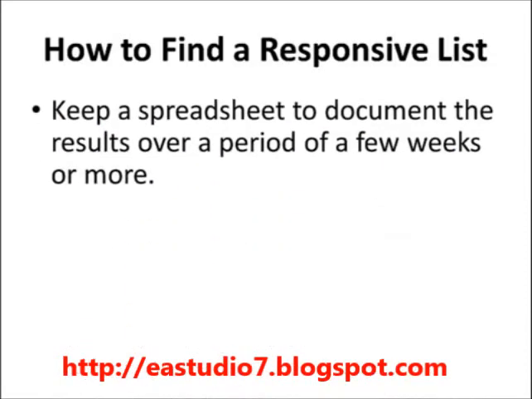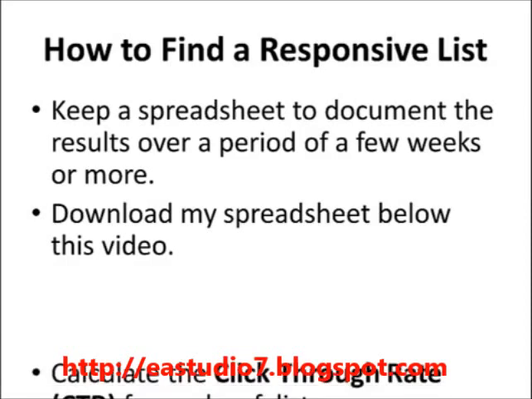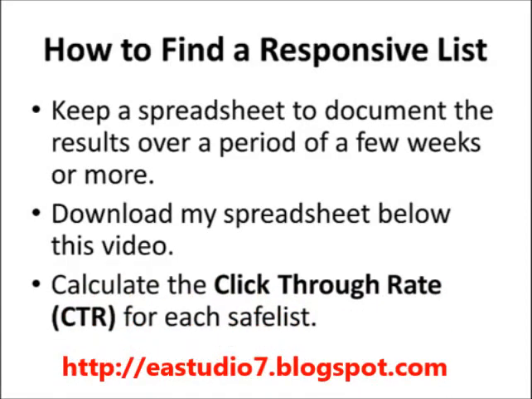And keep a spreadsheet to document the results over a period of a few weeks or more. So what you can do, you can download my spreadsheet below this video. This spreadsheet I've created will have everything in it for you to track your results. Okay, so now you need to calculate the click-through rate, CTR, for each safe list. CTR is determined by dividing the number of clicks by the total number of emails sent. So the higher the CTR, the more responsive a safe list is likely to be.